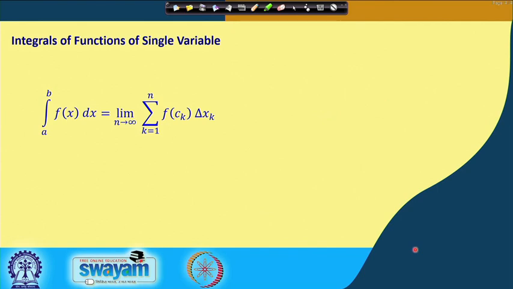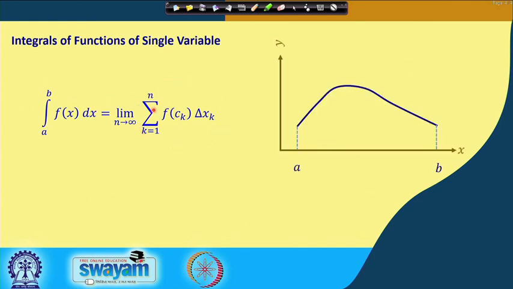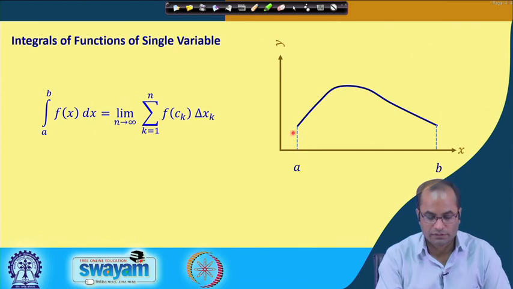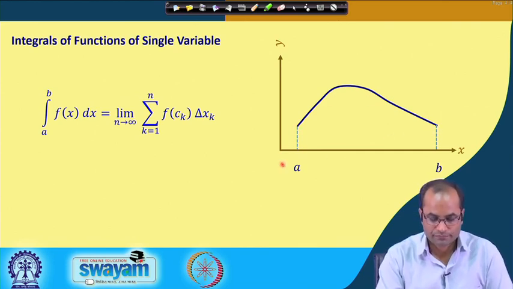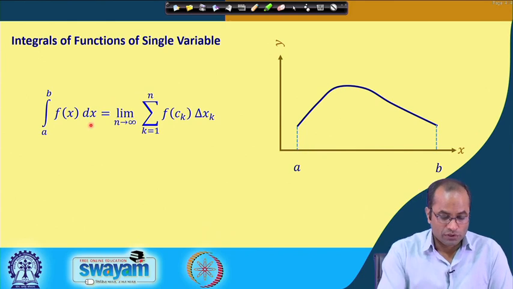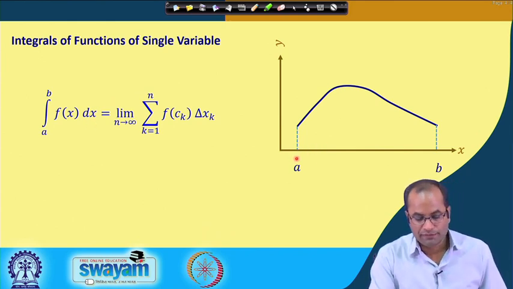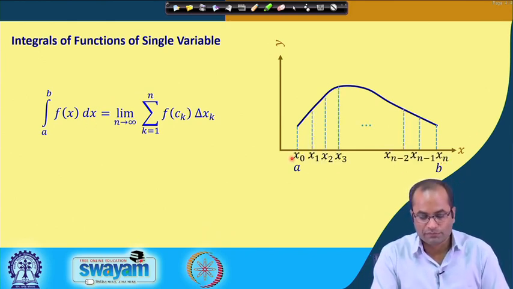Before we define it for two variables, let us just recall the definition we had for single integrals. The integral from a to b of f(x) dx was defined as the limit of this sum. So, what was this sum? If we take this function f(x), which is defined from a to b, with the x axis and the y axis here, we divide this domain from a to b into several pieces.